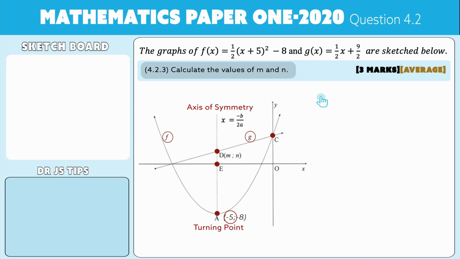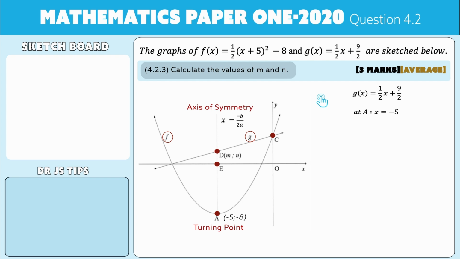There's our turning point, minus 5 and 8. So the axis of symmetry is negative 5, and where that line is crossing the linear function. Now let's remind ourselves about the linear function. The linear function was g of x, and that was equal to a half of x plus 9 over 2. Now at point A, the x value is negative 5.